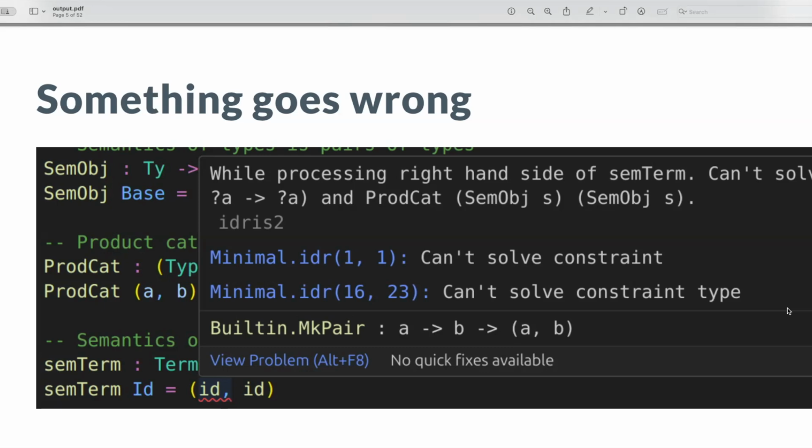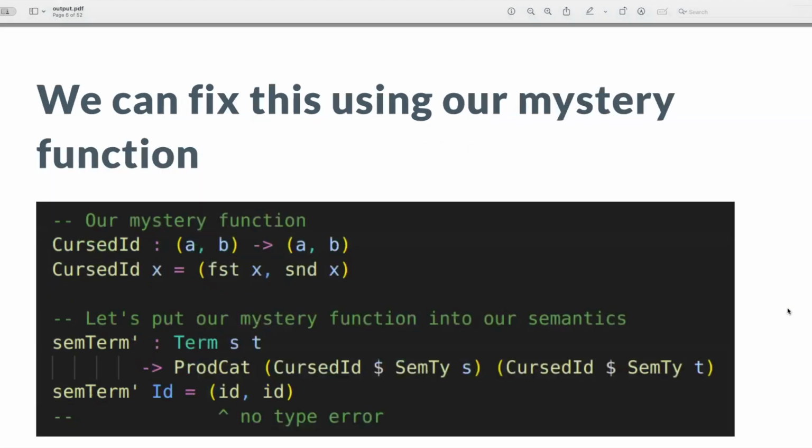But here is a fun fact. Remember our function from earlier? Let's call it the cursed identity. Because when we put this identity function into our semantics, there is no type error.